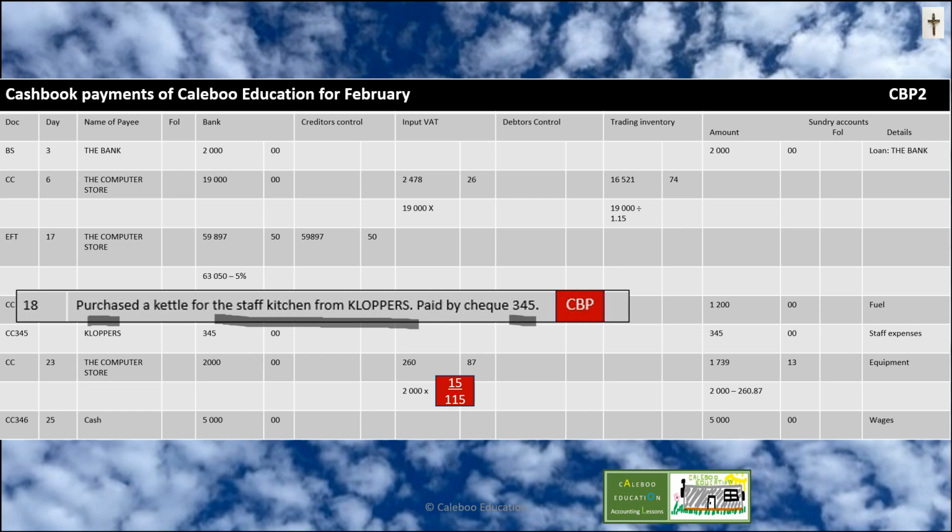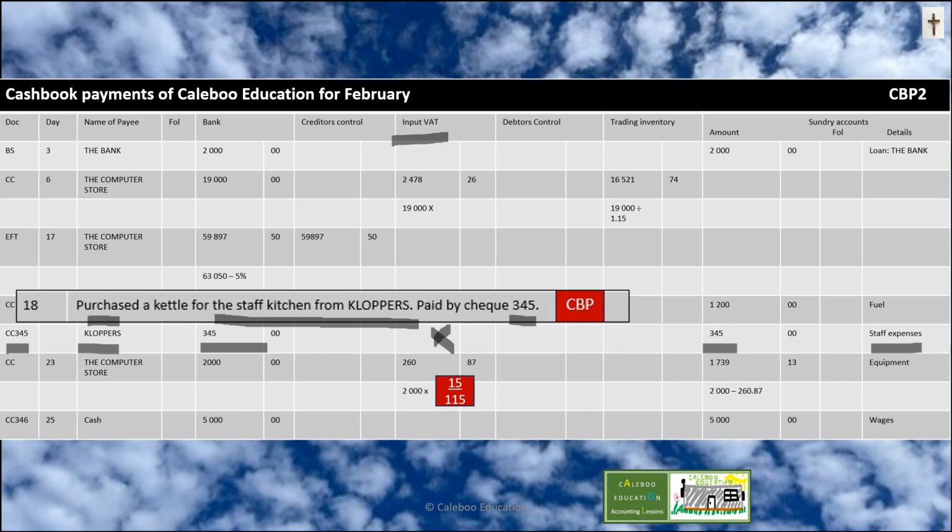So let's do it. Check counterfoil 345. Who did we pay? Kloppers. What was the amount? 345. And under sundry, because staff expenses doesn't have its own column, the amount is 345, and nothing under VAT.